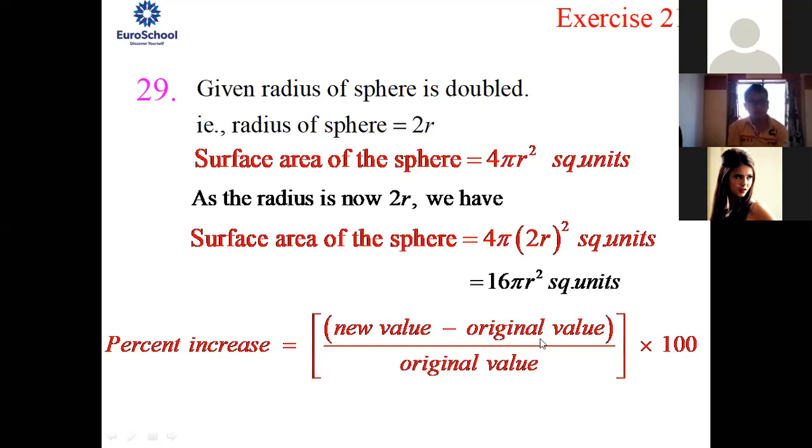Now, when you make use of it in the question where you need to solve it, this will be nothing but the surface area of the sphere which is obtained after the radius is doubled, minus the original value. Original value in the sense the original surface area of the sphere, divided by the original value again, which is the surface area of the initial sphere, into 100. So you just need to substitute these values and then get the answer.